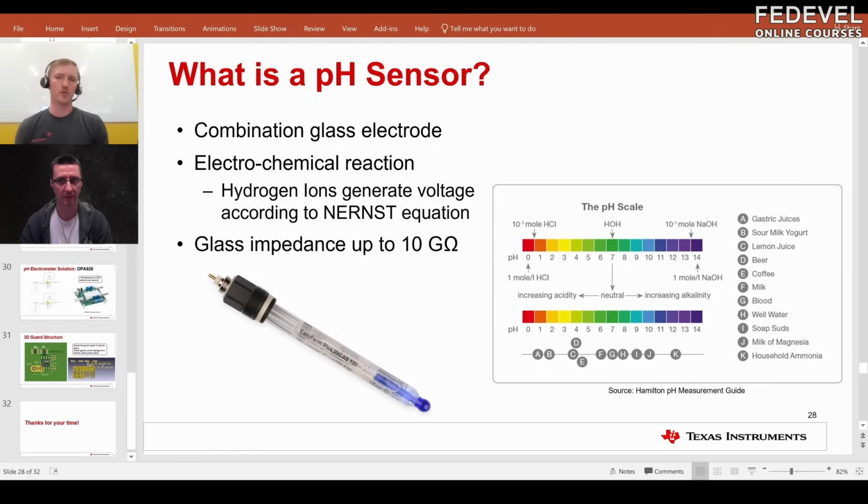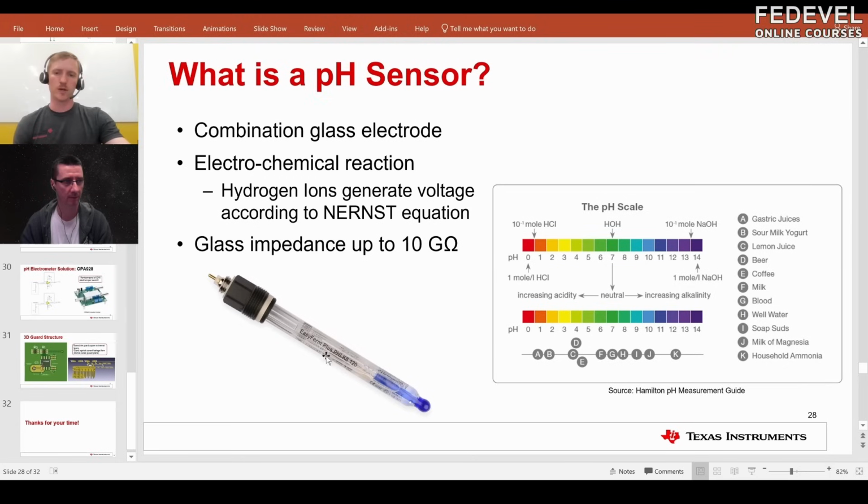And what is a pH sensor? Well, the most common form is this combination glass electrode that you see at the bottom of the screen. This is actually the exact one that we're using today. It's one of the Hamilton probes, EasyFerm Plus. And these can have an impedance up to 10 gigaohm glass impedance. So any kind of input bias current going across that impedance is going to generate a very, very large offset voltage. And that's what we saw in the previous slide, where when you're interacting with them, you need to make sure that bias current is very, very low to keep the errors down.